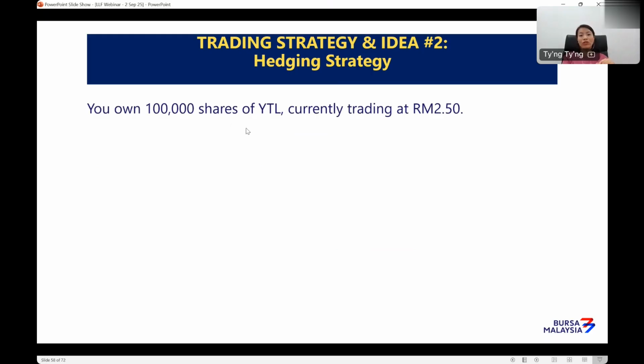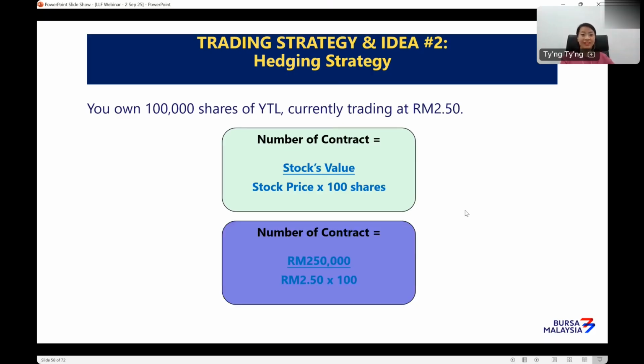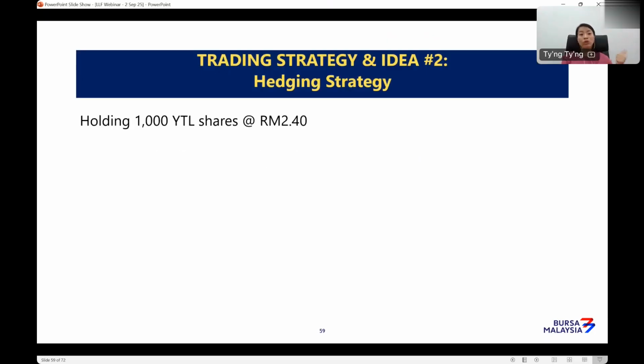If you own 100,000 shares of YTL, currently trading at $2.50, let me know how many contracts you need to hedge following this formula. Now I'm going to show it to you. So it's 250,000 divided by $2.50 times 100. So basically, you just need to hedge with 1,000 contracts. So simple calculation. Now, when it comes to hedging strategies, let me highlight the important part.